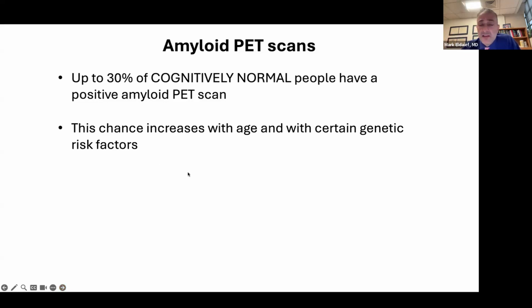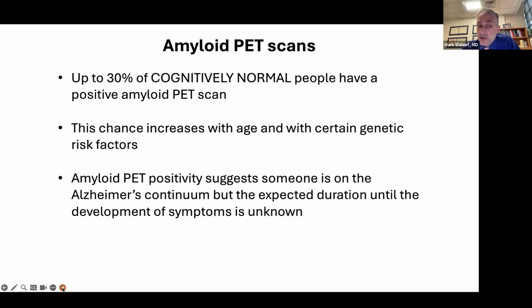So it might be that when you're 60 years old, the chances of having a positive scan might be like 10%, but when you get to about 80 years old, the chances of having a positive scan while cognitively normal go up to 30%. It also increases with certain genetic risk factors, which we can talk about later, but we won't go into now. So you can have a positive scan and still be completely cognitively normal and not currently have Alzheimer's disease, but it does suggest that someone might be on the continuum. They might be on the way to eventually getting Alzheimer's disease. We don't know when that's the case.